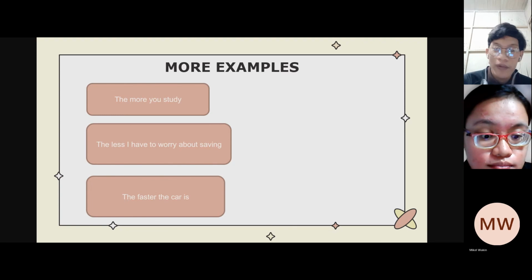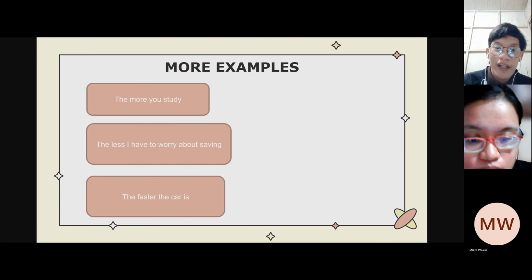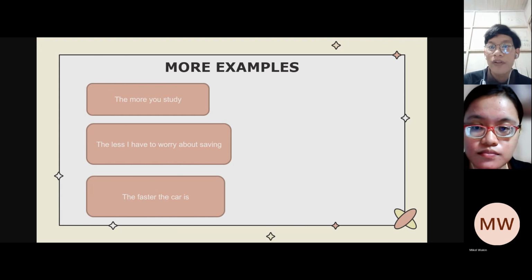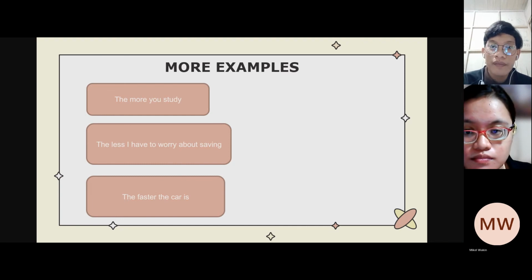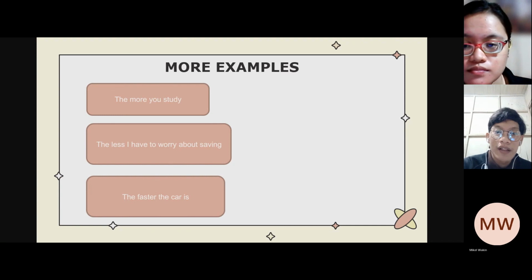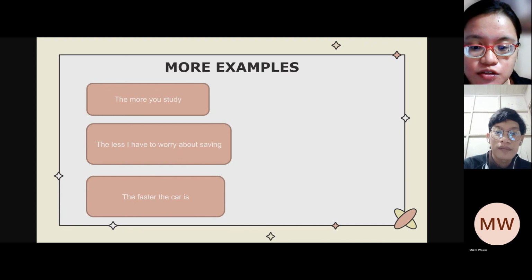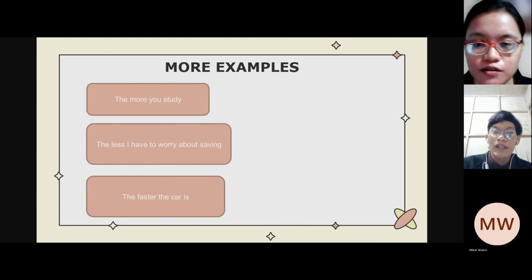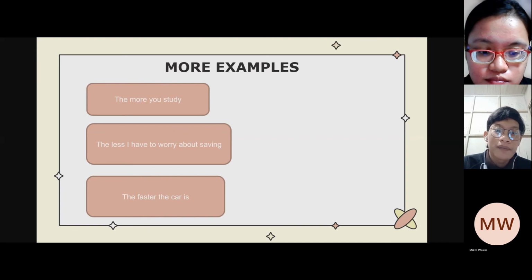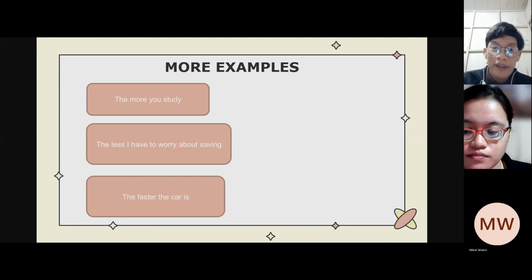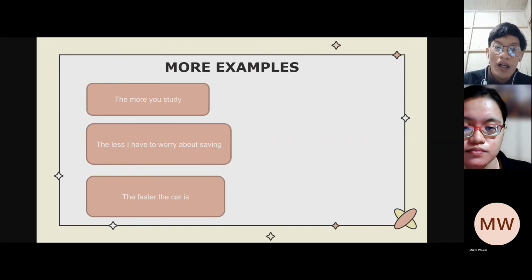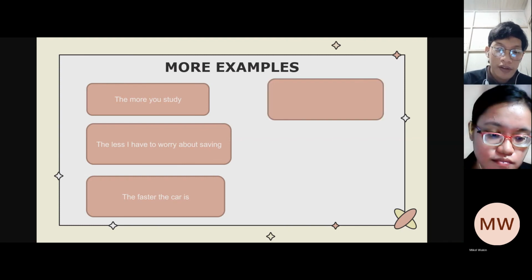Allow me to read it first. The faster the car is. And please click the raise hand button if you're ready to answer. Okay, yes, Miss Salget. For number three, sir, my answer would be the faster the car is, the more dangerous it is to drive. Yes, that is correct. Your sentence contains two comparative expressions, which are faster and more, and it shows cause and effect. How about this dependent clause?